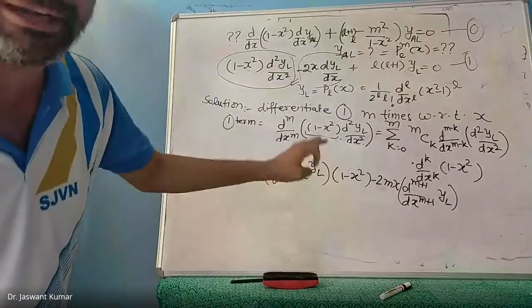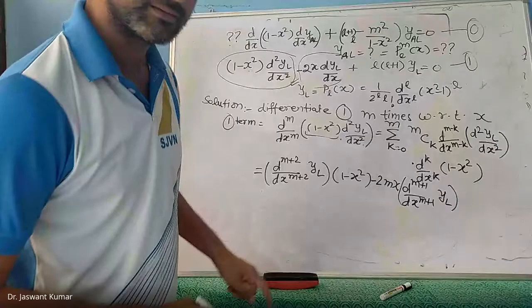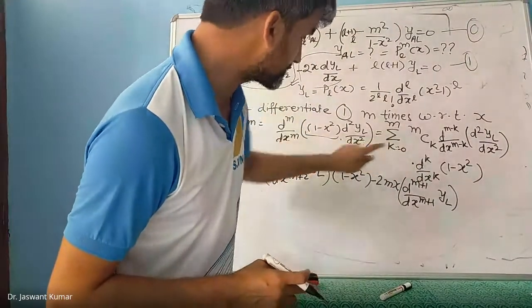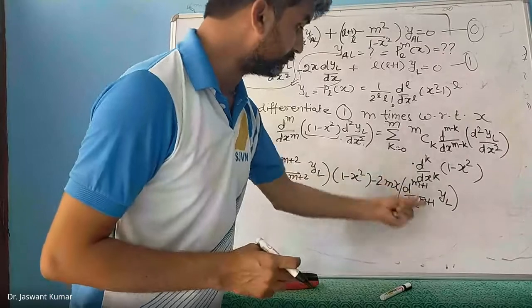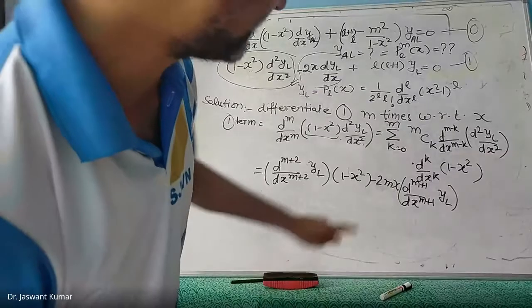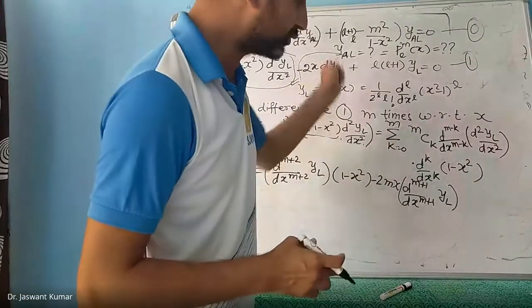Is it okay with everyone? Someone asks whether after the kth derivative 1 minus x square will be 0. No, k equal to 0 term is this, k equal to 1 term is this. Is this correct? Yes. Now k equal to 2.